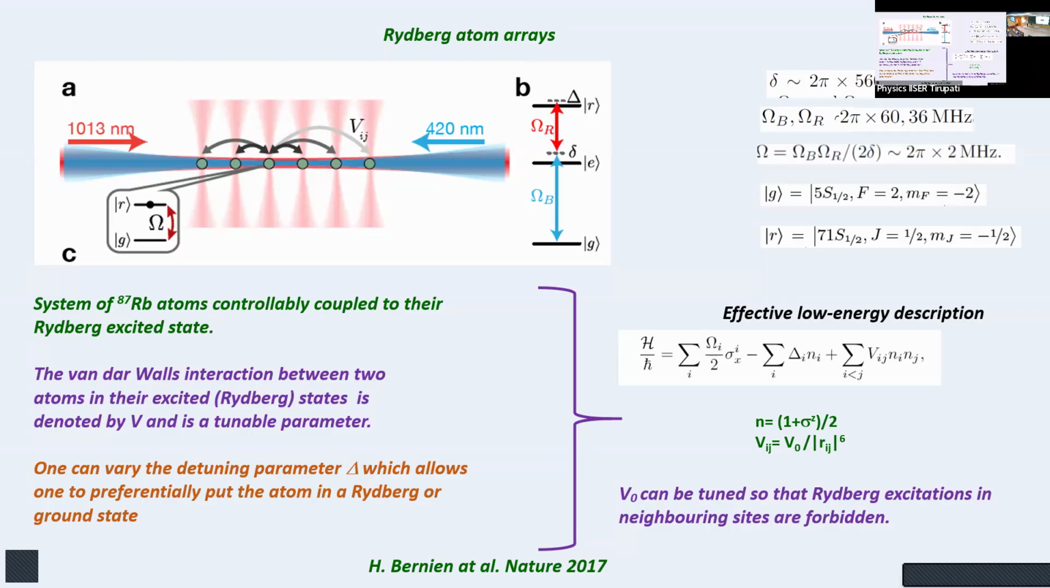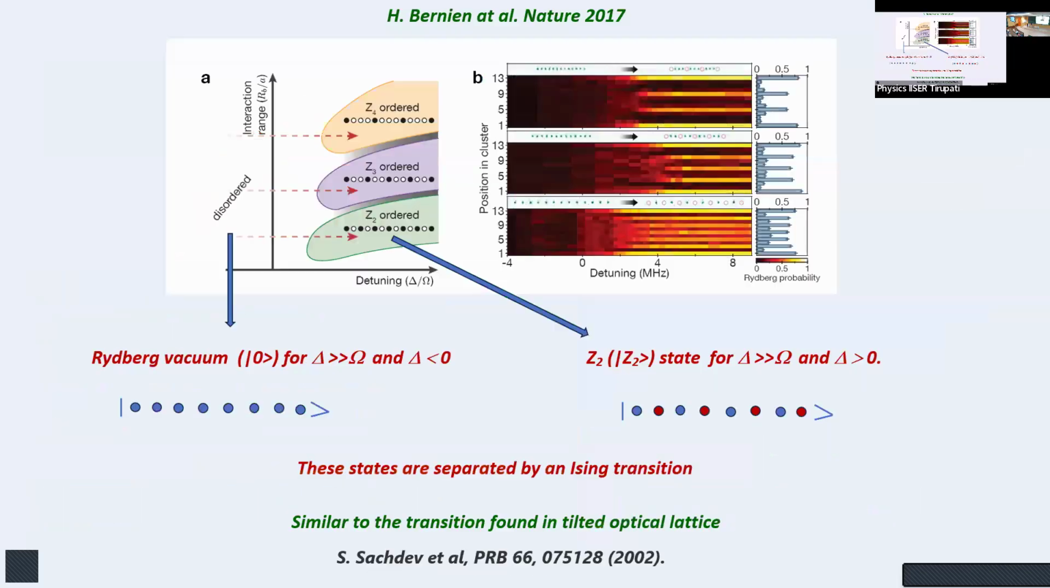Also here, V0 can be tuned, so you can make it large enough so that Rydberg excitations in neighboring sites are forbidden, but you can form Rydberg excitations in next nearest neighbors and so on. And people have done this.